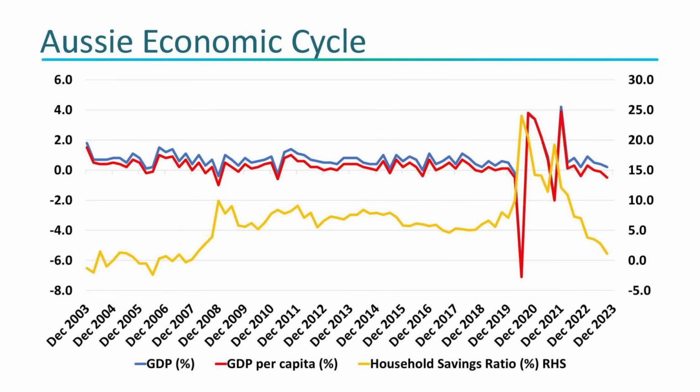So, on a GDP per capita basis, we've already had 2 negative quarters. So in theory, we're already in recession on a per capita basis. That leads the cycle. I'm not saying Australia is going into recession. If Australia goes into recession, I'm worried for the rest of the world, because we're actually pretty good.